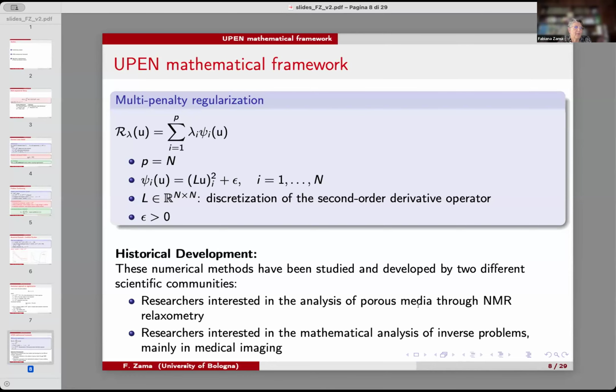But in another setting, from the mathematical analysis of inverse problems, mainly involving medical imaging and solving problems in signal and image processing, there was something similar. There was the need to develop a regularization method with another language and with other purposes. So we were able to put together the experiences of these two groups, and we ended up with a mathematical definition of the mathematical framework of UPenn and the proof of its convergence.